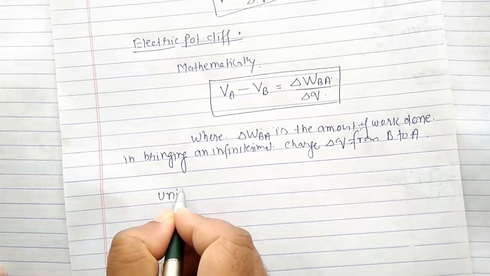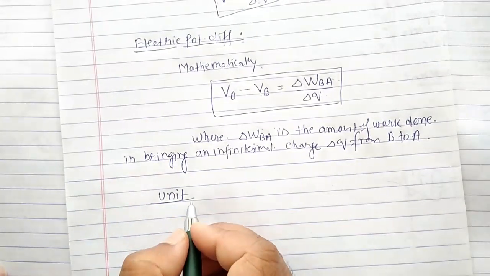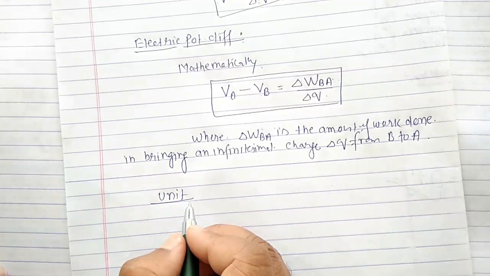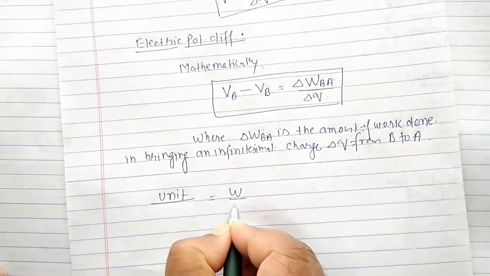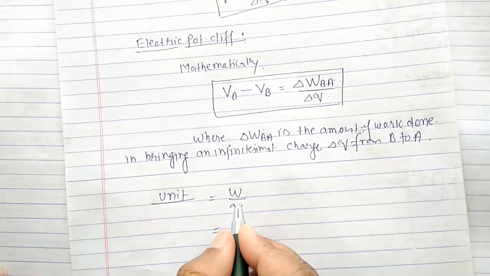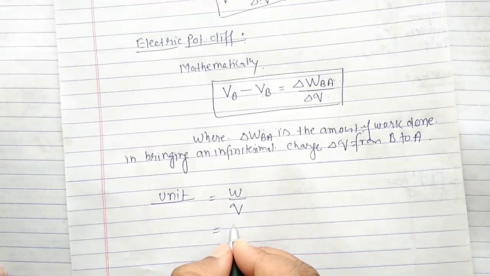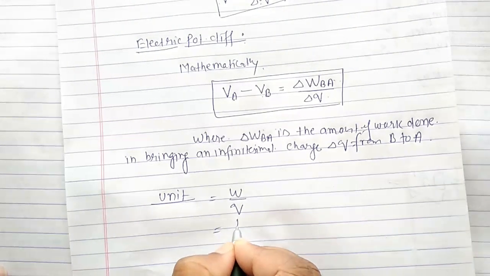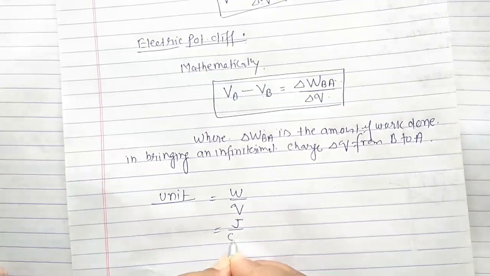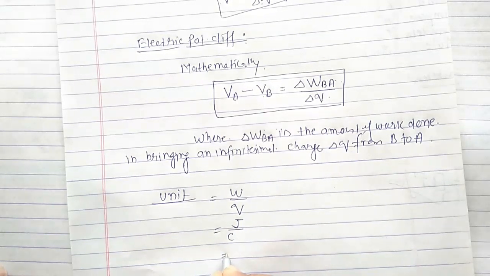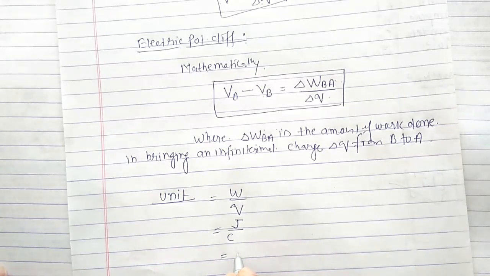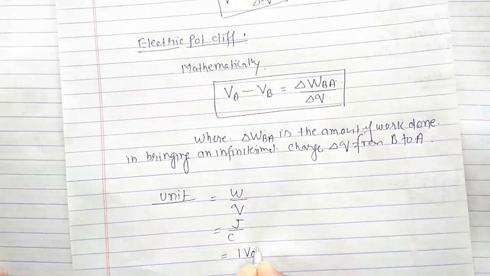And the unit of this quantity, electric potential or potential difference, will be W by Q. W is the work done, which is measured in the SI unit joule, and charge in coulomb. So joule per coulomb is the SI unit of electric potential, and this joule per coulomb is also known as 1 volt.